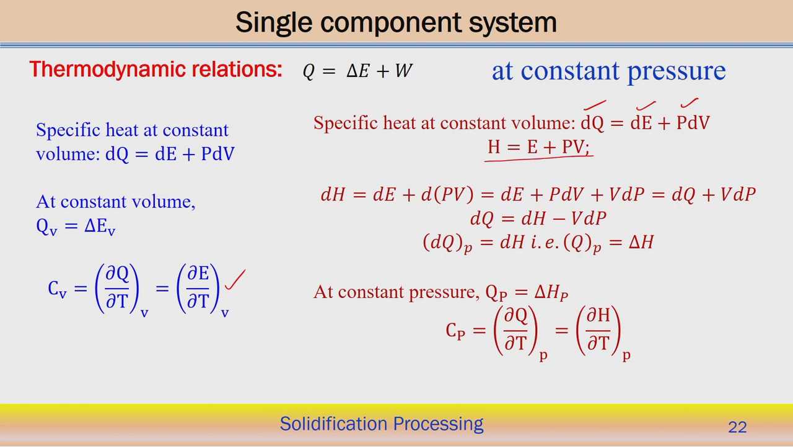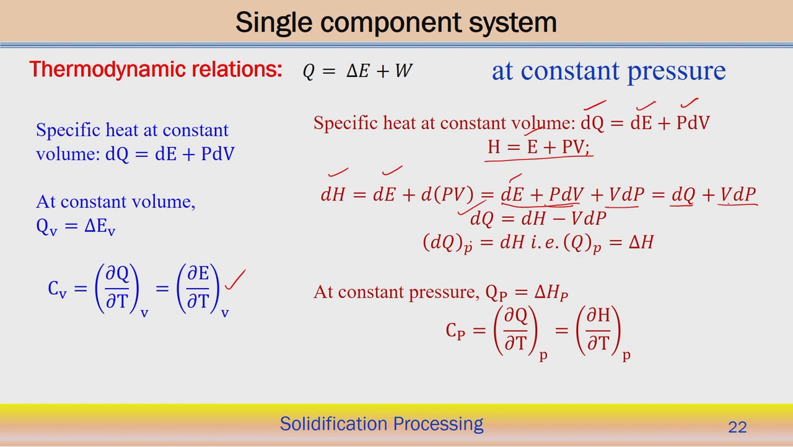Now H equals the enthalpy of the system, which consists of the internal energy part plus pV. If you differentiate H, dH is equivalent to dE plus d of pV, so dE plus pdV plus Vdp. Then dE plus pdV is equivalent to dQ, so dH equals dQ plus Vdp. From here you can find dQ equal to dH minus Vdp.